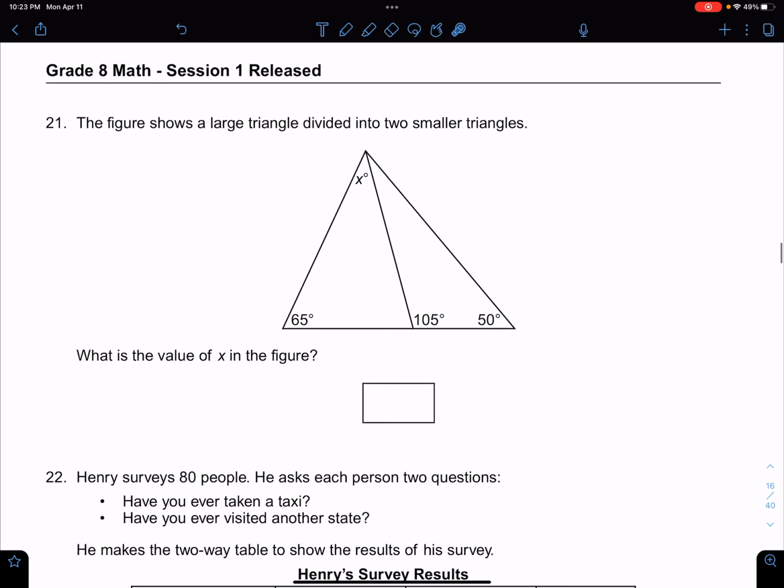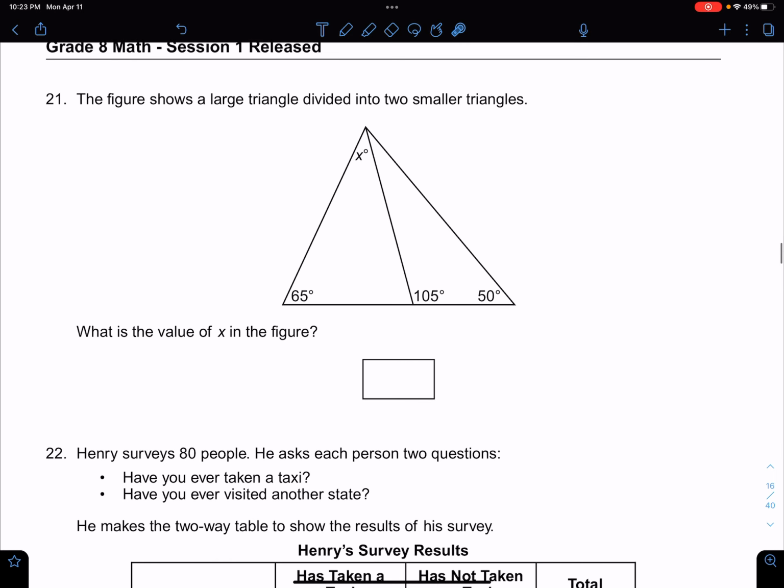Okay, going on to 21. It says the figure shows a large triangle divided into 2 smaller triangles. Okay, so I need to know this. This is important. A triangle has a total of 180 degrees. So both of these have a total of 180 degrees.